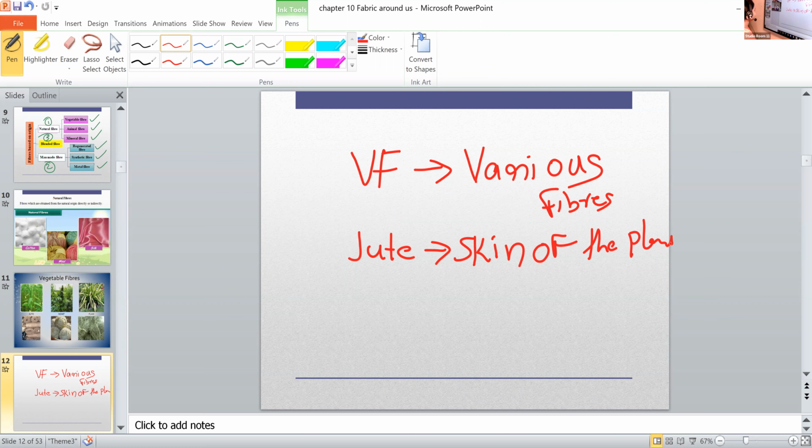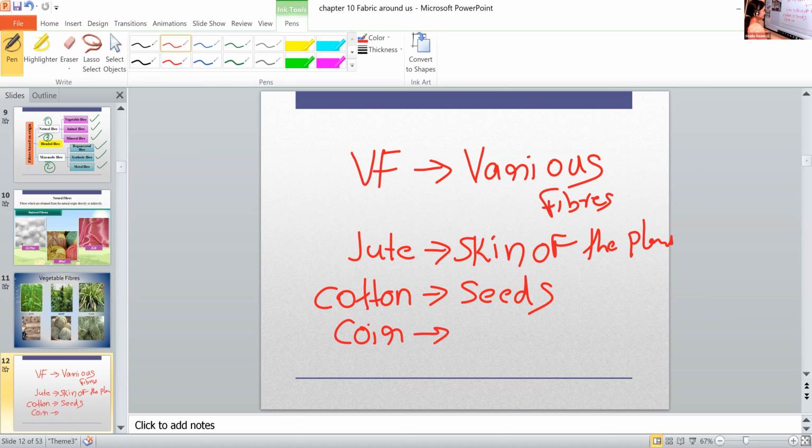Common ones. Cotton, right? Where can we get cotton? From which part of the plant? On the bud part, the flower one. The seeds. It's in a pod, right? The cotton is from the seeds. And next, coir. Coir is from coconut.